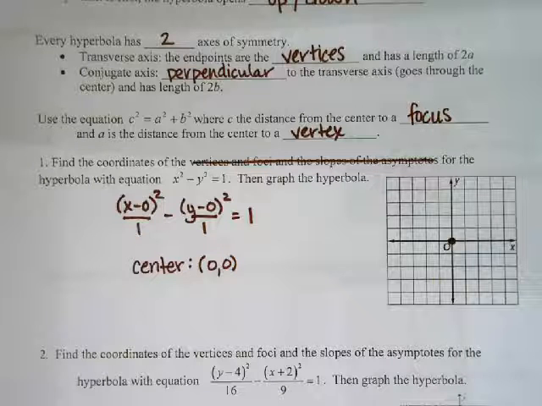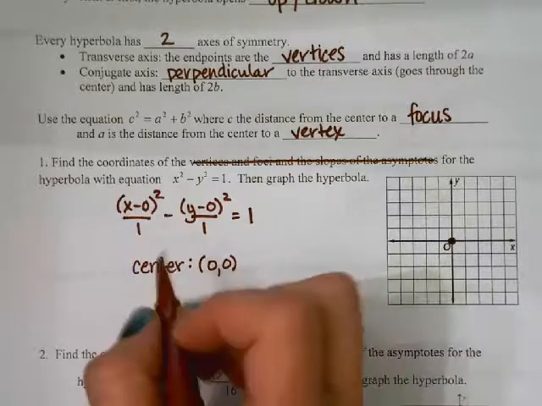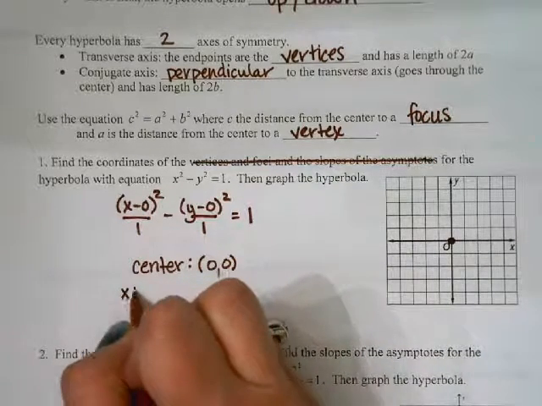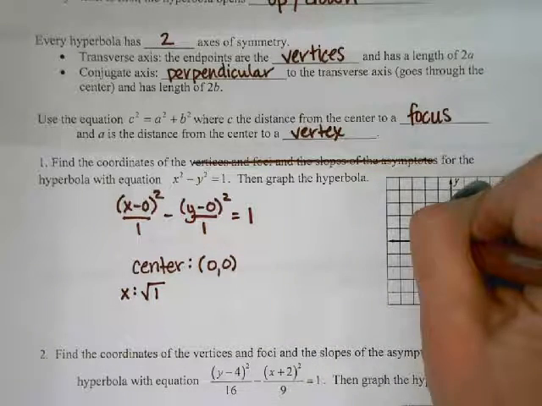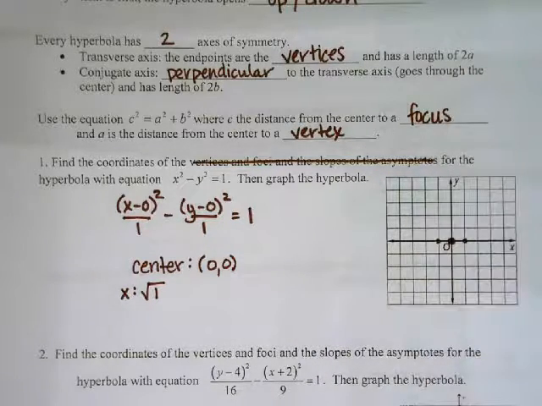It's 0, 0. Just like when we were graphing ellipses, we're going to use those denominators. But instead of connecting them in an oval shape, I'll show you what we're going to do. So in my x direction, I'm going to go the square root of 1. Okay, so I'm going to go 1 to the left, 1 to the right.